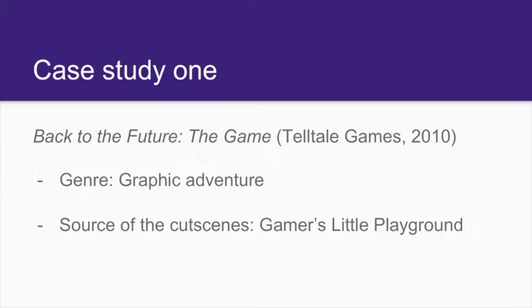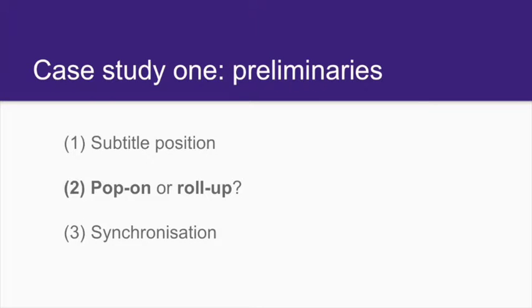Case Study 1. Back to the Future, the video game, produced by Telltale Games and first released in 2010 for several platforms. The cutscenes, or audiovisual sections of the video game where player interaction is minimal and watching prevails over doing things by means of the controller, have been obtained from Gamers Little Playground's YouTube gameplay. All references to the actual games, as well as to the source materials, are included in the video description. Let's see the clip from Back to the Future, a graphic adventure based on the homonymous film starring Michael J. Fox, and pay attention to three important points.